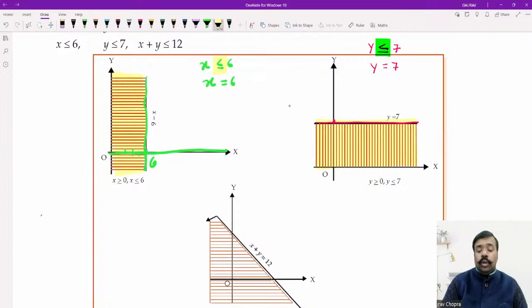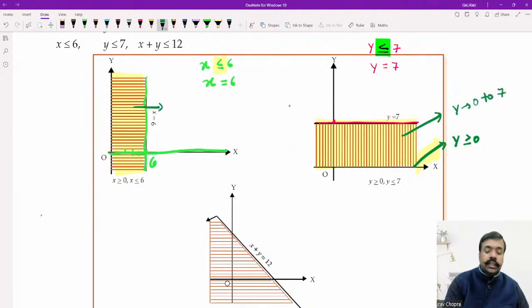All right. And we also have the other limit which says y should be greater than or equal to 0. So this is basically the middle part where y is from 0 to 7. Here we can say y lies from 0 to 7, and x lies from 0 to 6. x has values from 0 to 6. All right.